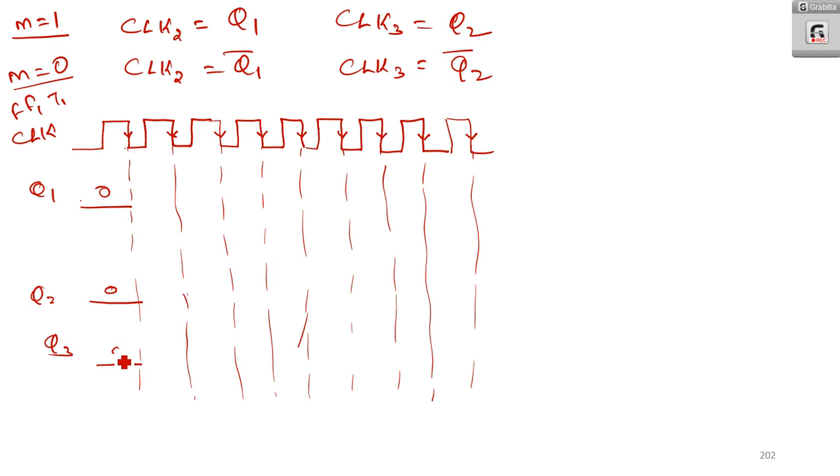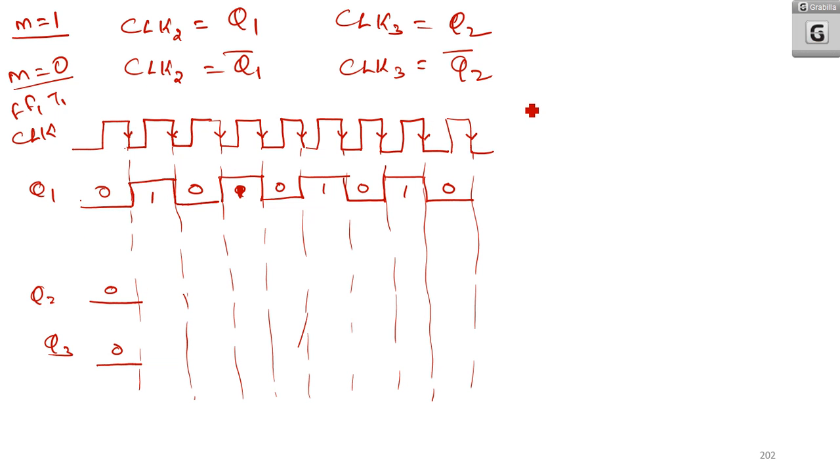Now here what happens? When the clock comes, Q1 will become 1. And in the next clock Q1 will become 0. Since this is a toggle flip-flop, it goes 0, 1, 0, 1, 0, like that. That means Q1 will become 0 to 1 when it is triggered.